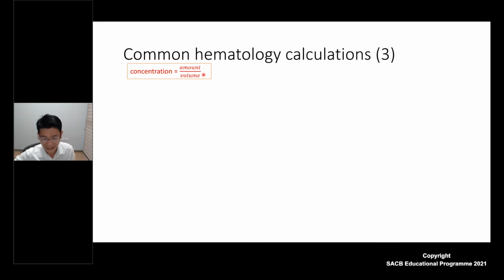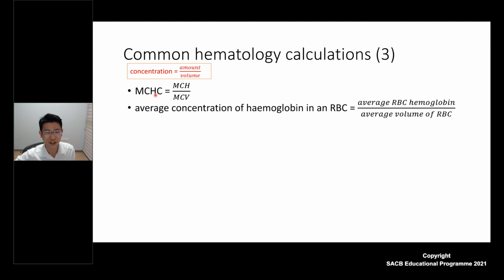Then the third calculation is concentration. As we learned in secondary school, amount divided by volume gives you the concentration. Analogous to this, your mean corpuscular hemoglobin concentration, which is the concentration of hemoglobin in one RBC, is given by the average hemoglobin in one RBC over the volume of the RBC.